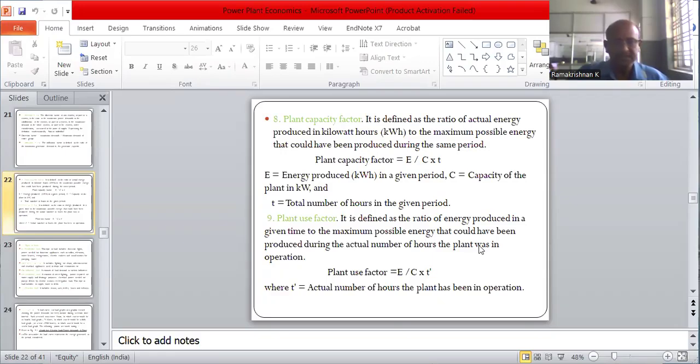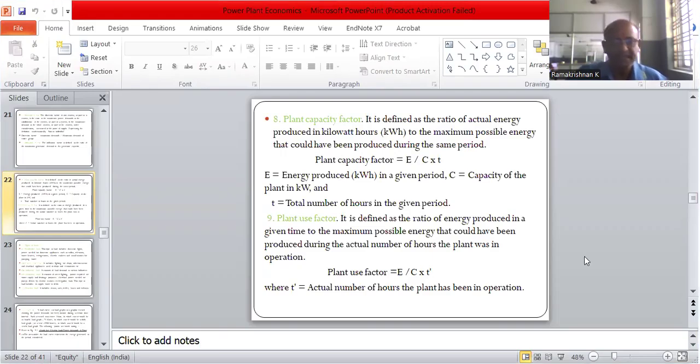Next is the plant use factor. Here it is almost the same as the plant capacity factor, but the only difference is that instead of considering the total hours, it considers only the hours when the plant has been in operation. So it considers the number of hours only when the plant is in operation. It is indicated by T dash. All others are the same.